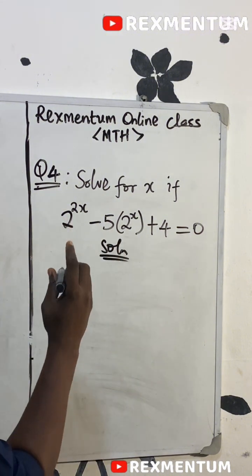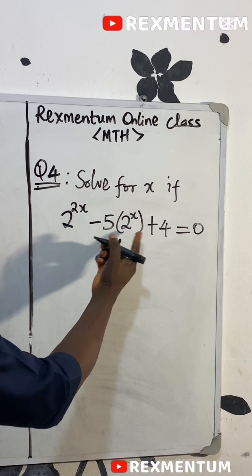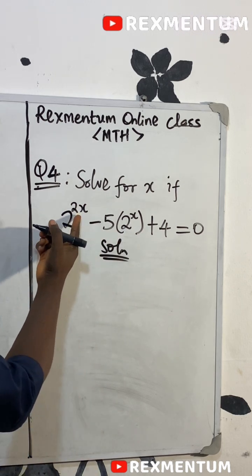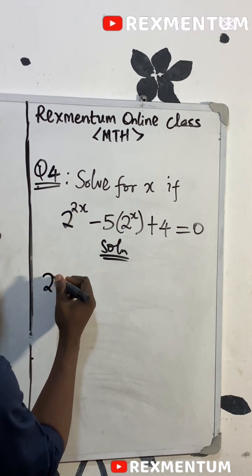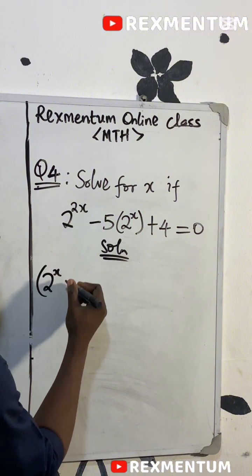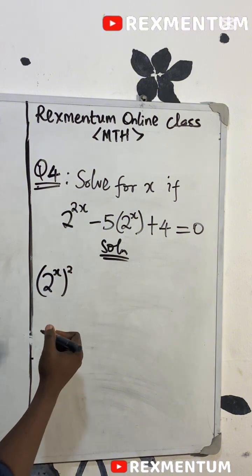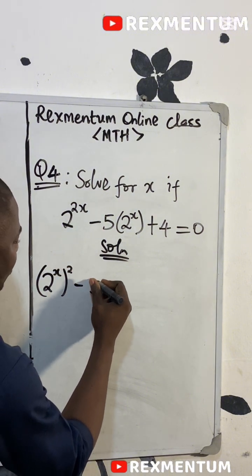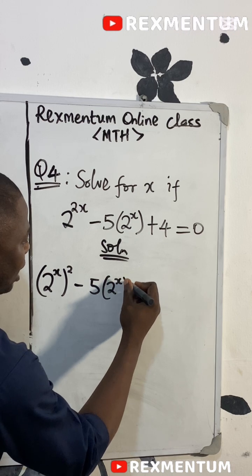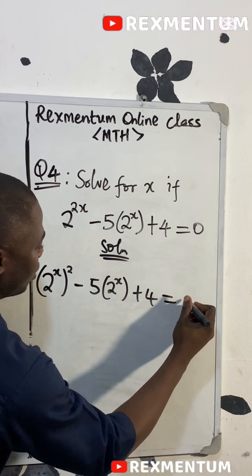Solution. Here, we're going to make this look similar. How? This is like the power product rule. So it's saying 2 raised to the power x, all raised to the power 2, minus 5 into 2 raised to the power x plus 4 equal to 0.